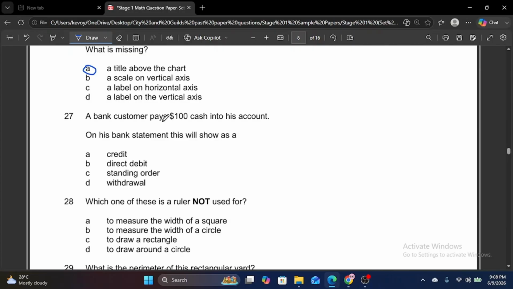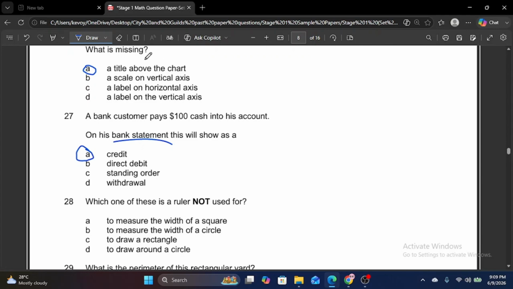Alright, so question 27. A bank customer pays $100 cash into his account. On his bank statement, this will show as... So when you have a bank statement, when you pay money out of the account, that's going to be debit. When money enters your account, that's going to be credit.